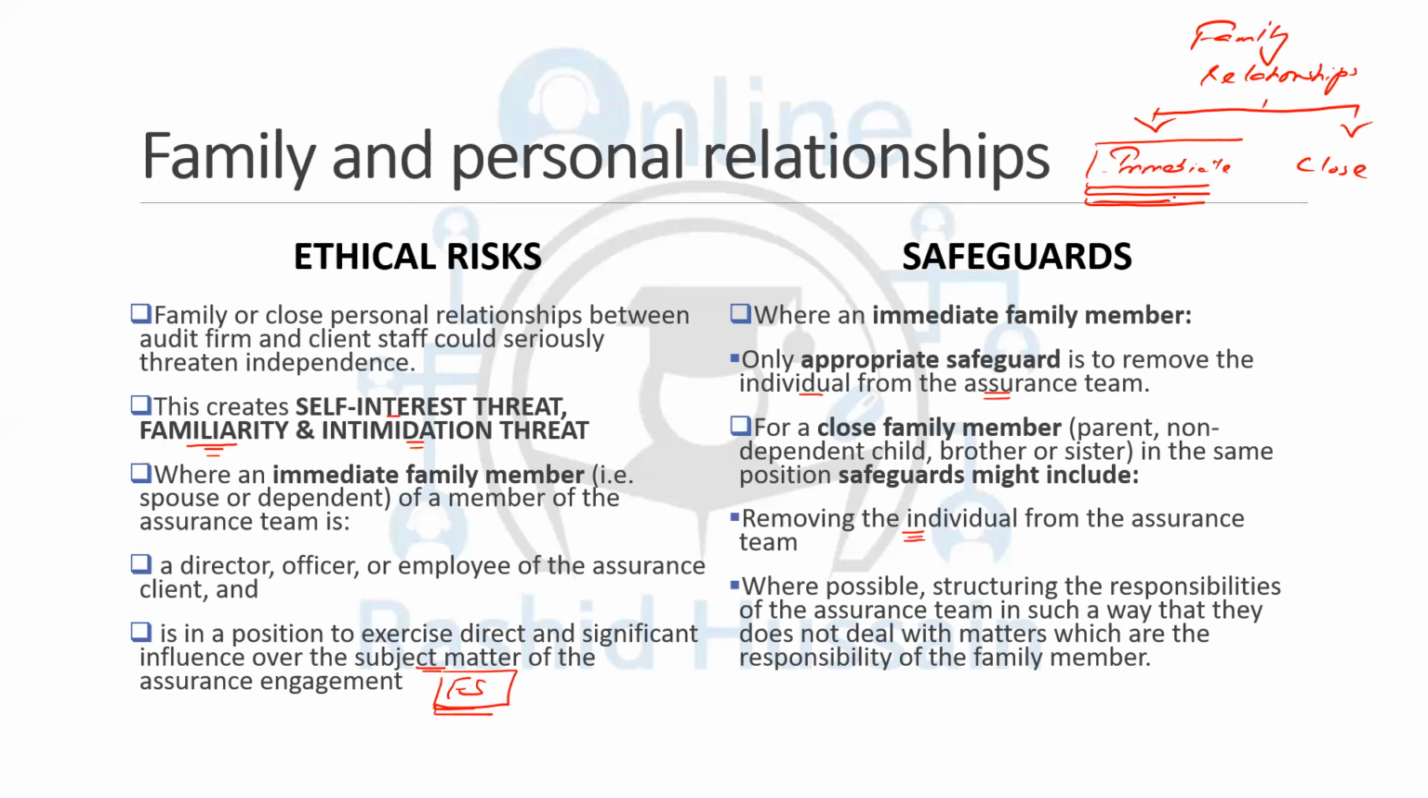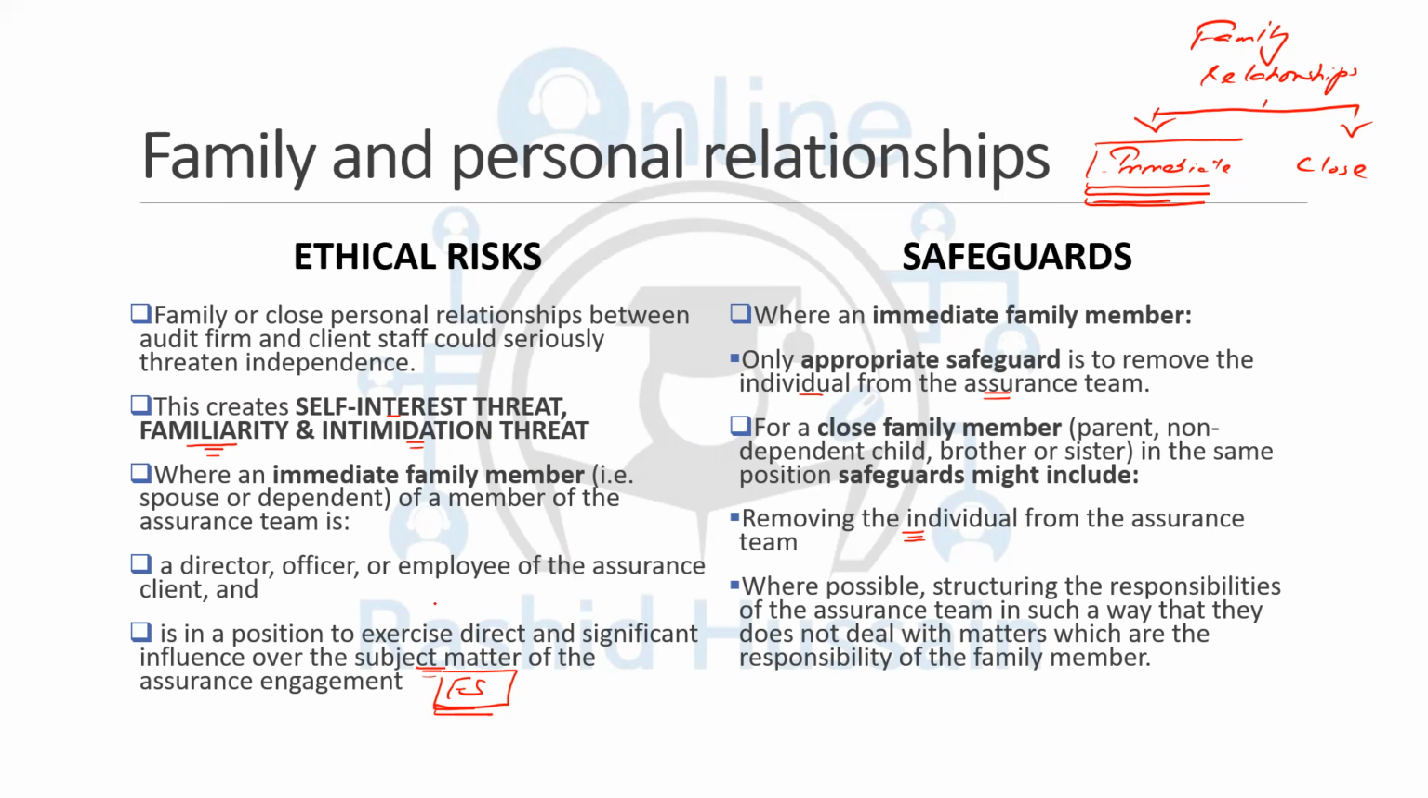So if you are going to audit a client and at the client you have someone from your immediate family members who is in a position to affect the financial statements, the subject matter, then this gives rise to self-interest, familiarity and intimidation. Self-interest and intimidation are something that you need to understand. The familiarity is pretty clear, because you know each other, so there is a familiarity. How is this self-interest and intimidation?